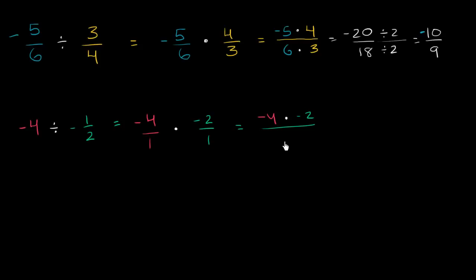Let me write that down. 1 times 1. And so this gives us, so we have a negative 4 times a negative 2. So it's a negative times a negative. So we're going to get a positive value here. And 4 times 2 is 8. So this is a positive 8 over 1. And 8 divided by 1 is just equal to 8.